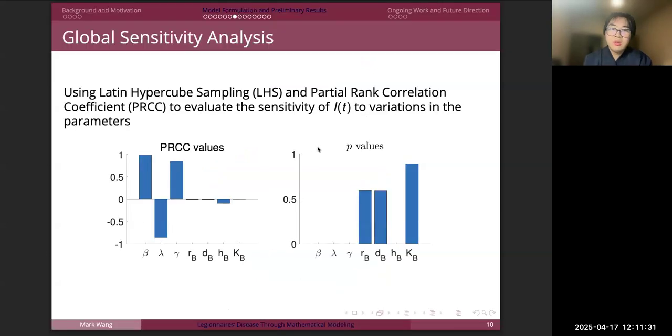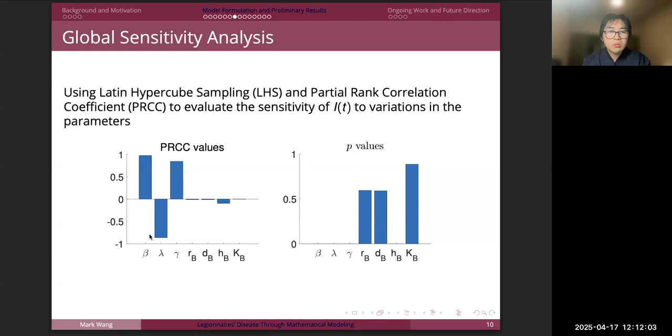After we did some parameter estimation, we wanted to know which parameters might be more important in their sensitivity of the infected class. Using LHS and PRCC, we found that the statistically significant parameters were the beta transmission rate, lambda and gamma, the recovery period and incubation period, and H sub B, which is the half saturation constant.